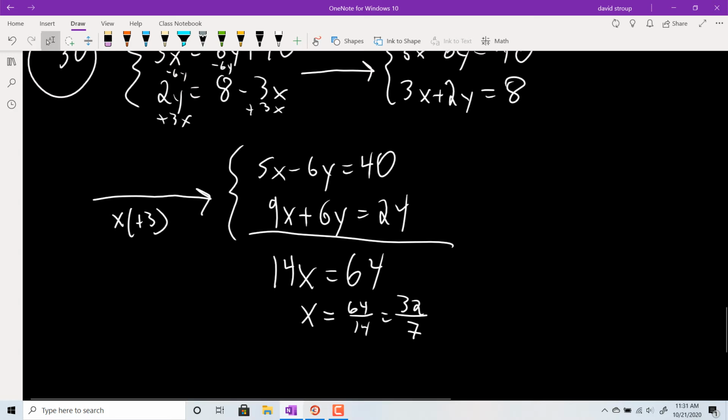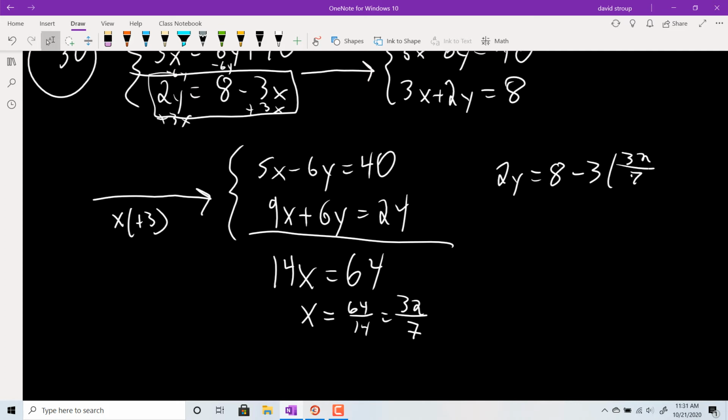Okay. Then we need to plug that back into the equation. I'll use the 2y equals 8 minus 3x. So 2y equals 8 minus 3 times 32 sevenths. So 2y equals, I'm going to need a common denominator here. So on the first term, 8 is the same as 8 over 1. Then I'm going to multiply top and bottom by 7. Okay, so 8 times 7 is 56 over 7 minus, if you multiply 3 over 1 times 32 over 7, you're going to get 96 over 7.